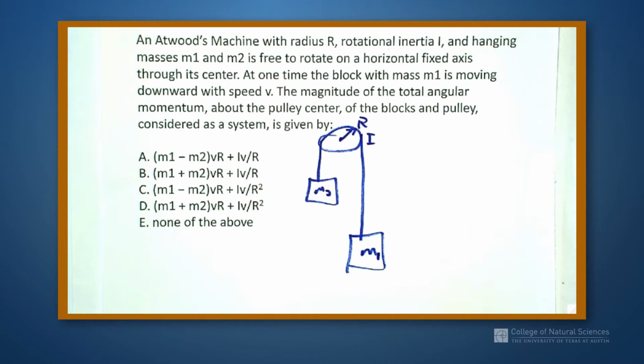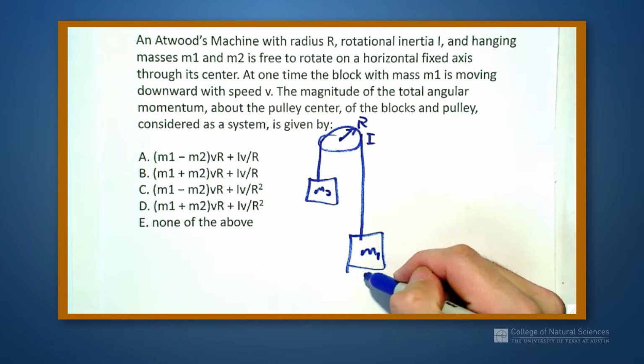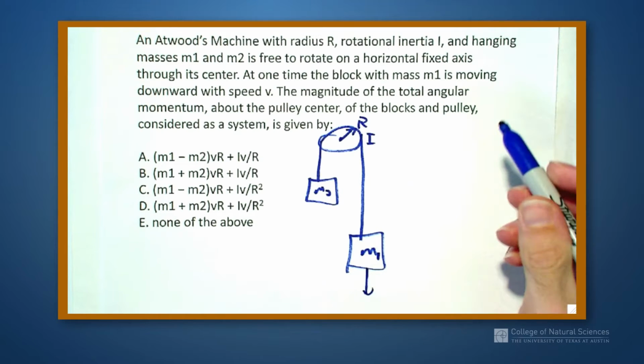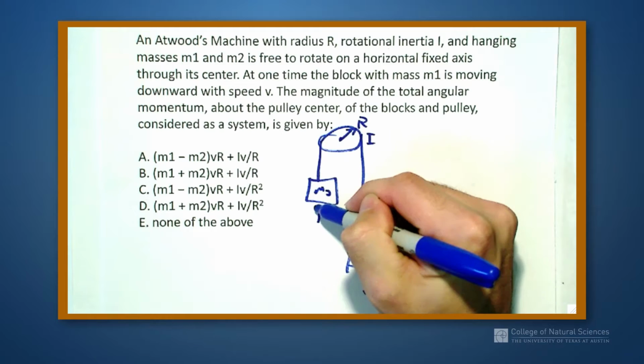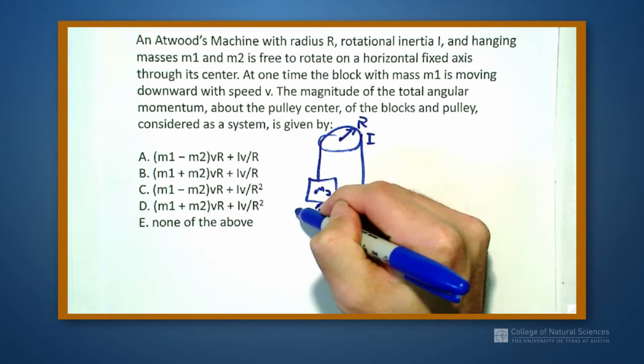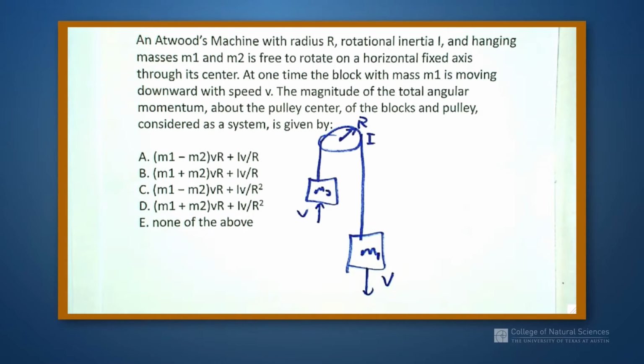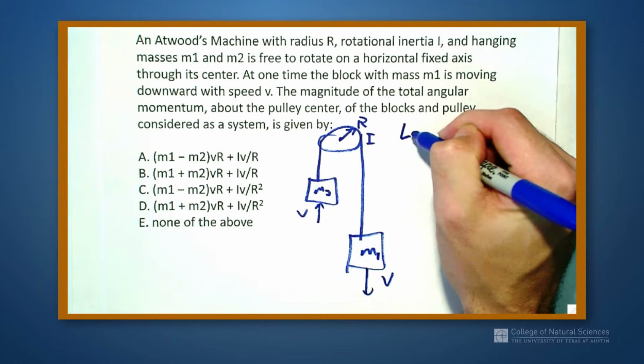All right, so actually the problem says that we have M1 moving down and M2 moving up with a speed of v. And they're attached by a string that's not going to stretch, so we assume that their speeds are the same. We want to know what's the magnitude of the total angular momentum of the system. What is L?